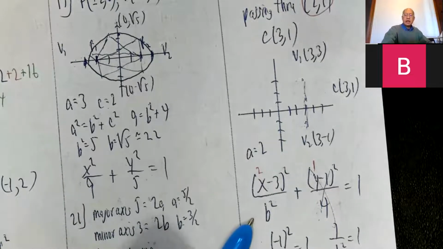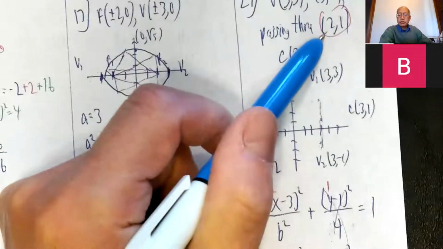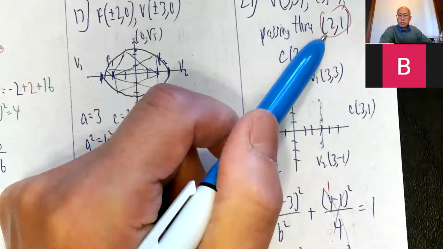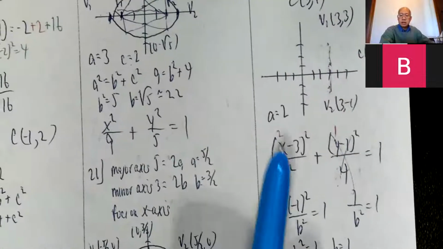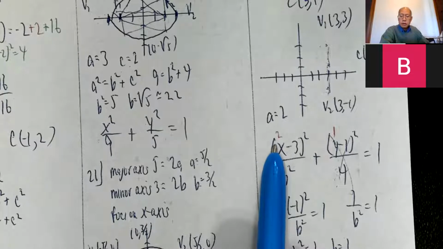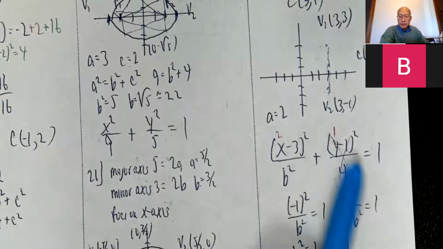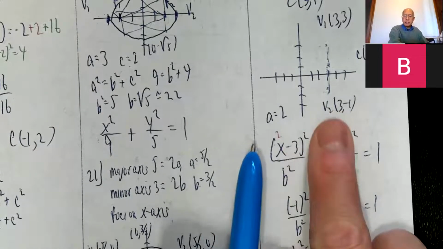How do I find the B? I use the information that the point passes through (2, 1). Which means put a 2 here, put a 1 here. I notice if I put a 1 here, that becomes 0, so just forget about this. 2 minus 3 is negative 1.